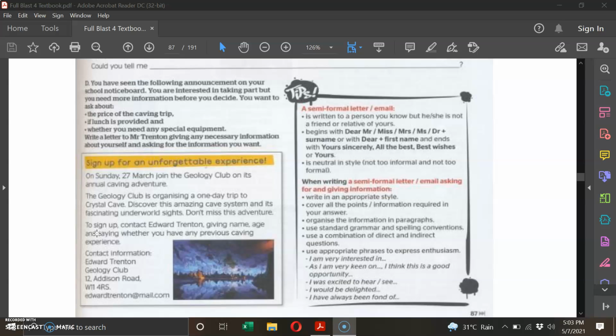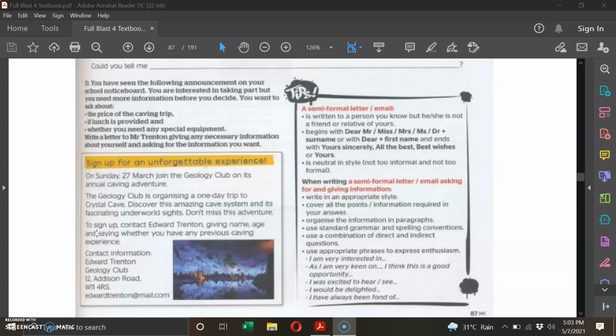To sign up, contact Edward Trenton giving name. So when you write a letter to Mr. Trenton, make sure you give your name, age, umur, and say whether you have any previous caving experience, dan nyatakan sama ada kamu ada pengalaman meneroka gua sebelum ini. So make sure you include the information that the questions ask you, and your essay should be written in about 150 to 200 words only. 150 hingga 200 patah perkataan sahaja.